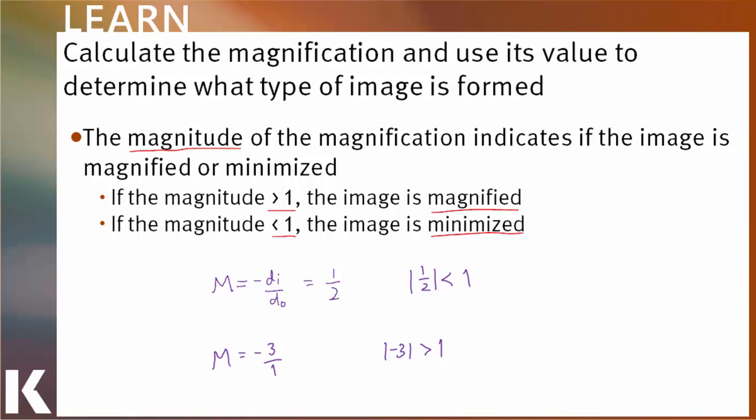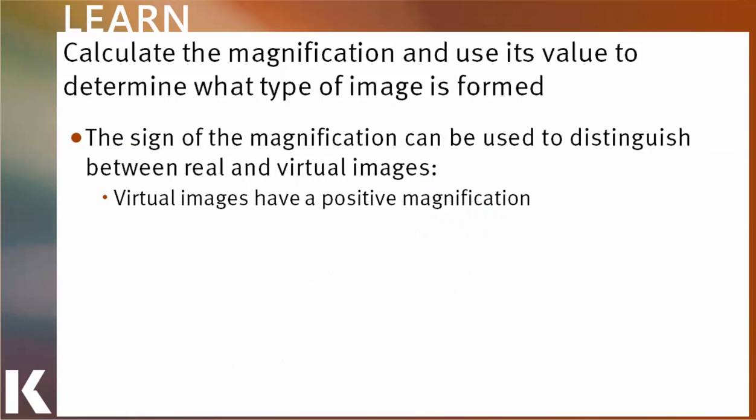So again, to determine if an image is larger or smaller than your object, you just care about the magnitude. If the magnitude is greater than 1, then it's a magnified image. If it's less than 1, it's going to be smaller and minimized. So where the sign comes into play is that it will tell you if you have a real or a virtual image. Virtual images are going to have positive magnification values.